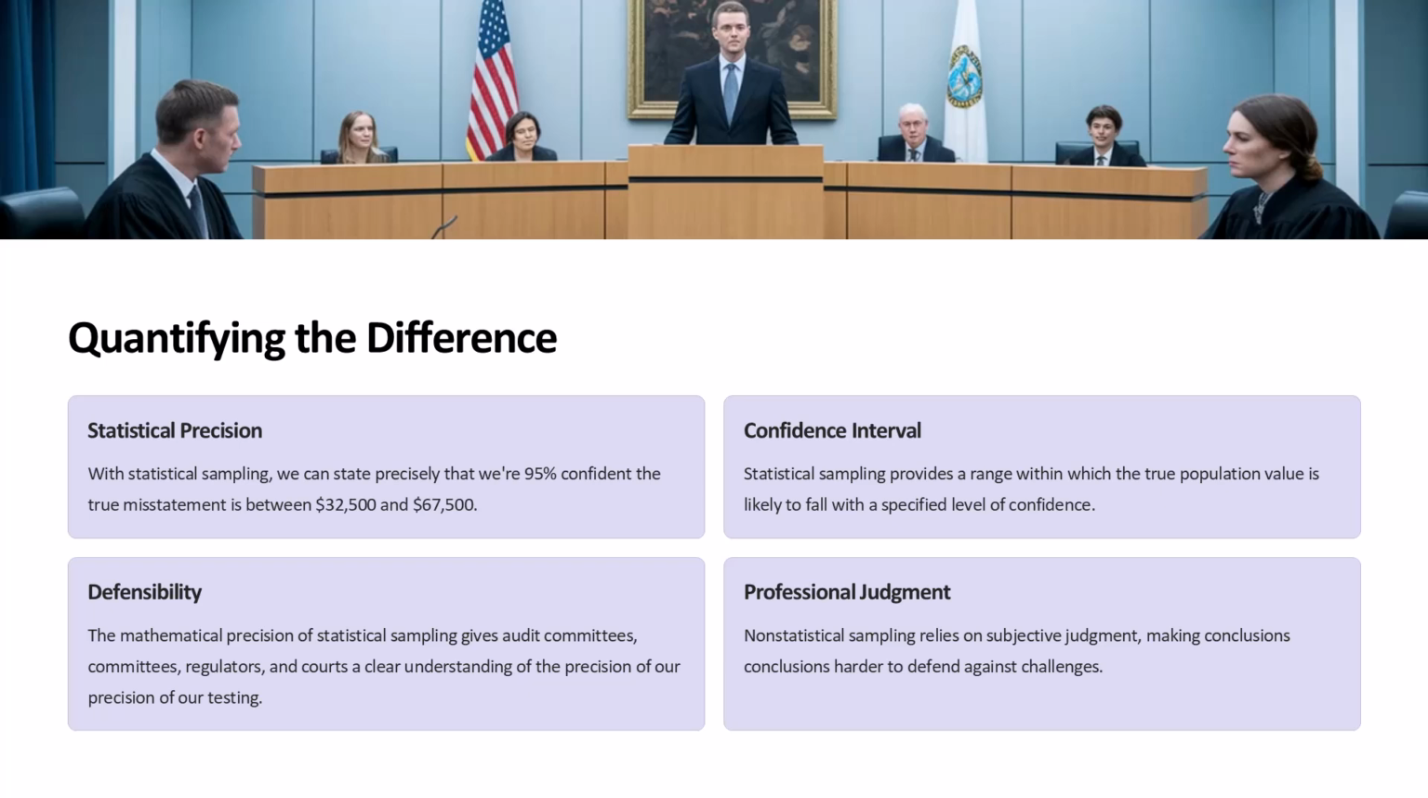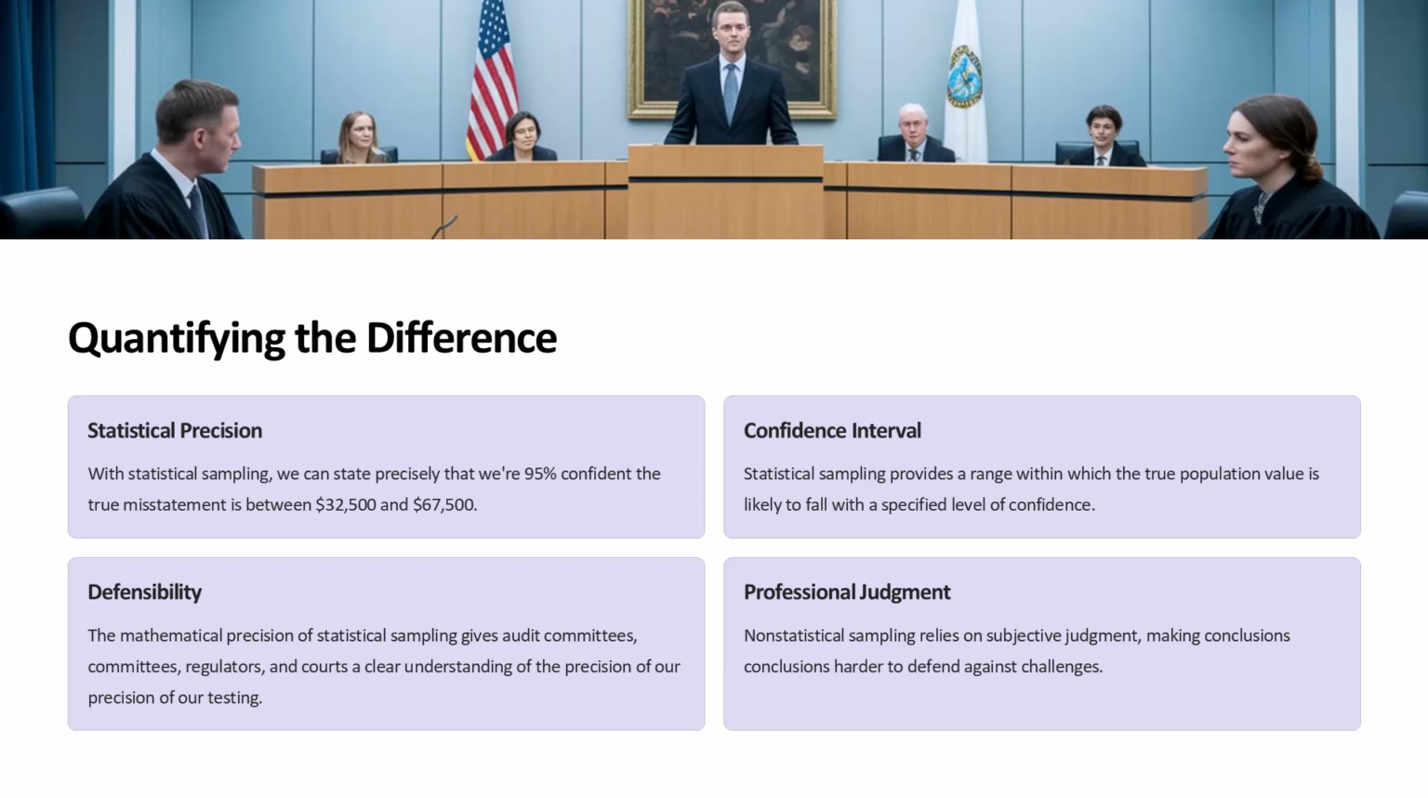Quantifying the difference. The difference is quantifiable. With statistical sampling, I can tell you precisely that I'm 95% confident the true misstatement is between $32,500 and $67,500. With non-statistical, I can only say, in my professional judgment, the misstatement isn't material. Which sounds more defensible in court?